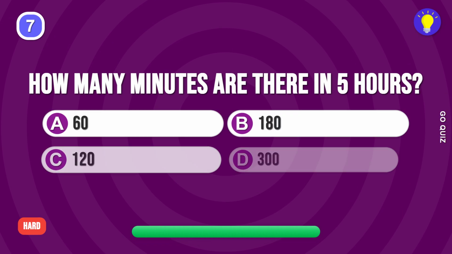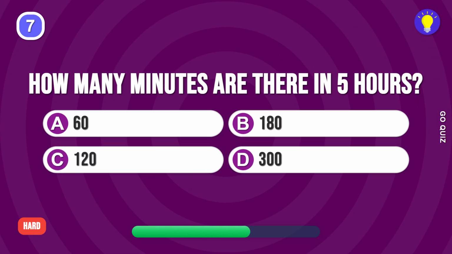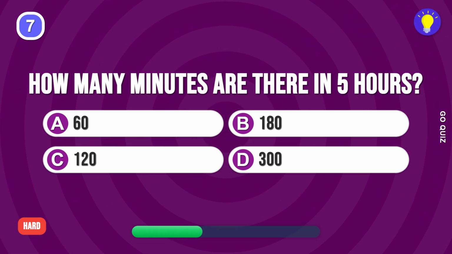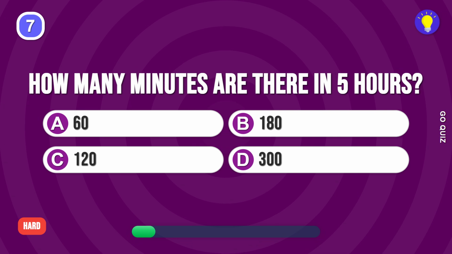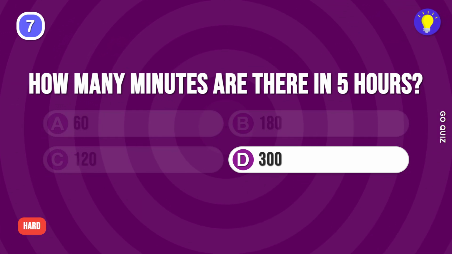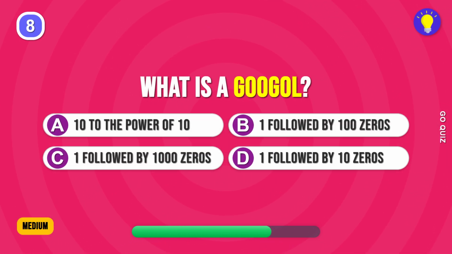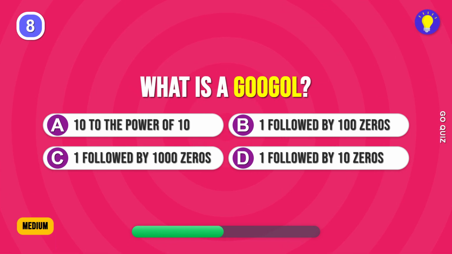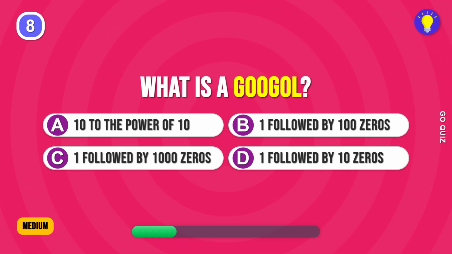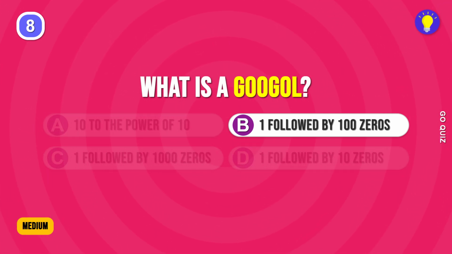How many minutes are there in 5 hours? Five hours is 300 minutes, 5 times 60. What is a googol? A googol is 10 to the power of 100.